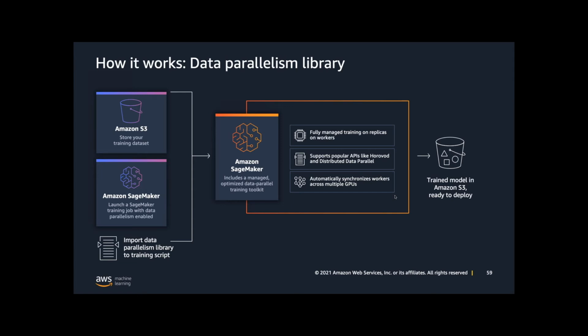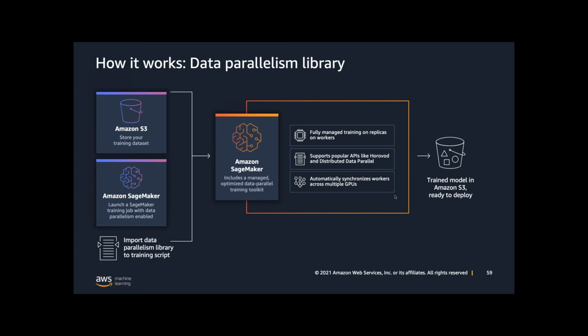Pretty much the first step is that developers or the users start by importing the data parallel library into their training script and launching a training job with data parallelism enabled. It's very simple. It's just a flag. And this can also be used with existing APIs you may have in place, like Horovod for TensorFlow or even DistributedDataParallel for PyTorch. So in case you are working with those open source tools, that's okay. No problem at all, right?